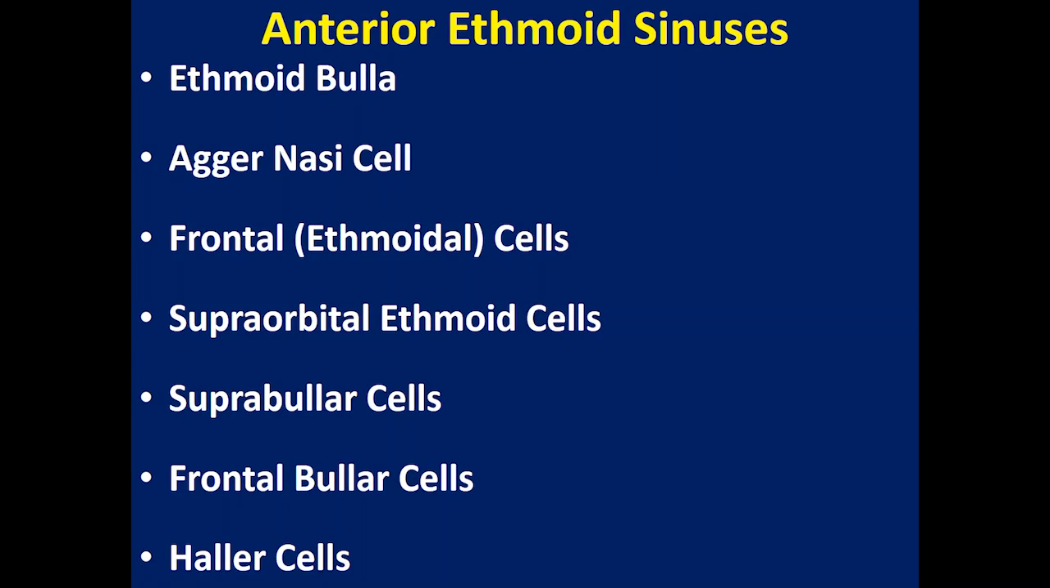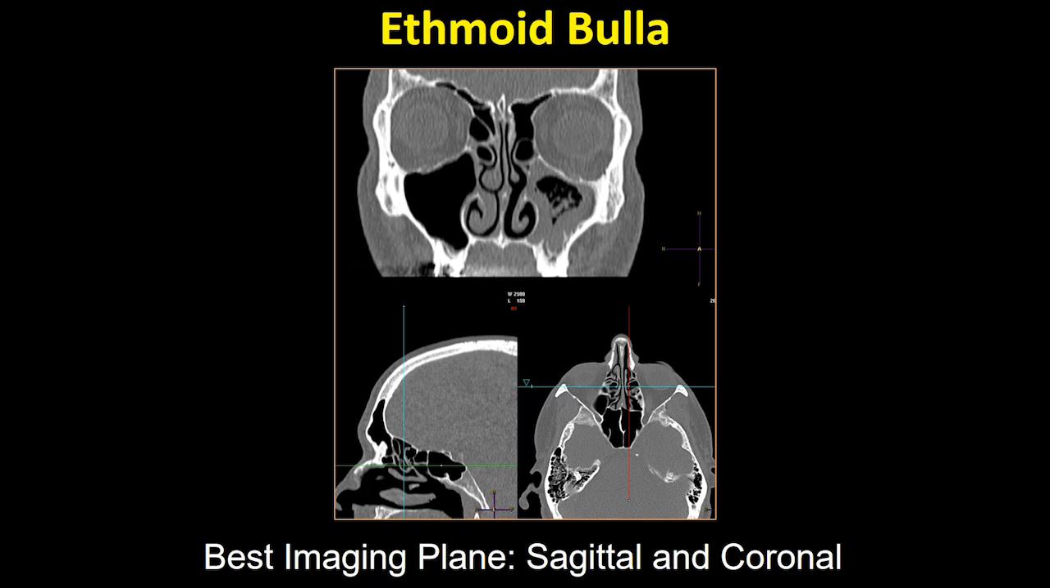There are numerous anterior ethmoid sinuses. You have the ethmoid bulla, Agger Nasi cell, frontal ethmoidal cells, the supraorbital ethmoid cells, the suprabullar cells, the frontal bullar cells, and the Haller cells. The ethmoid bulla, or the bulla ethmoidalis, is the largest and the most constant ethmoid air cell and therefore is an important surgical anatomical landmark.